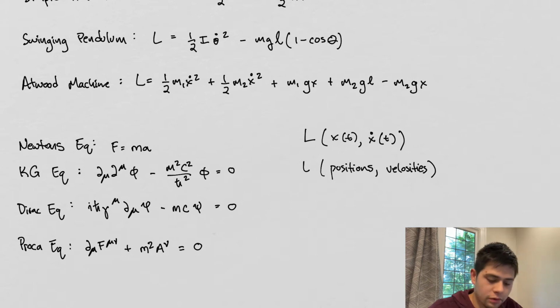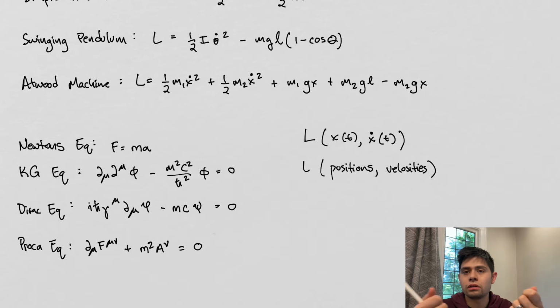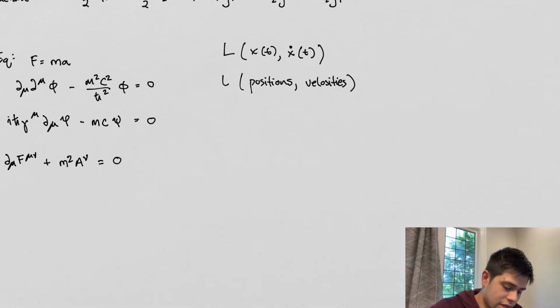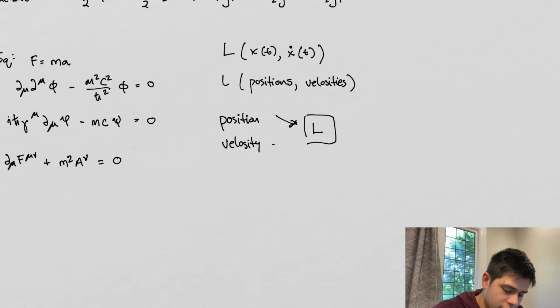In other words, I give you a position and a velocity of something, and the Lagrangian will give me a value, right? So you could sort of think of this as you provide a position and a velocity of something. Here's our Lagrangian box. You input these two things, and this will output some number.